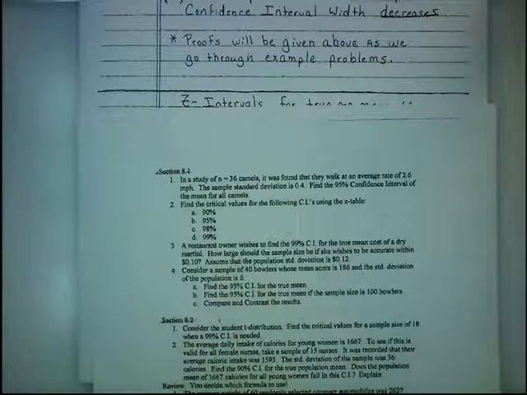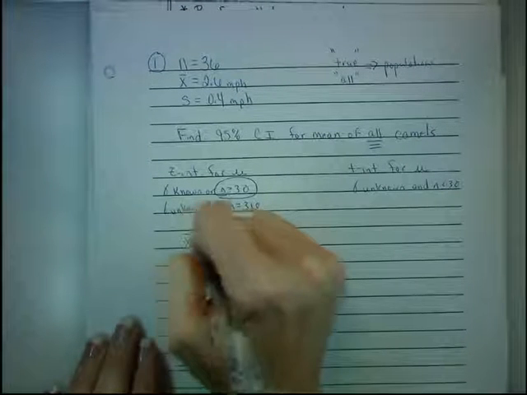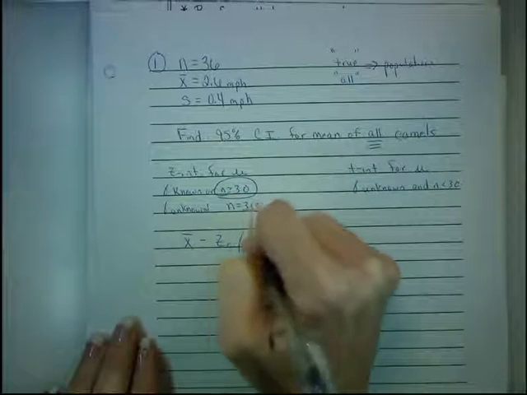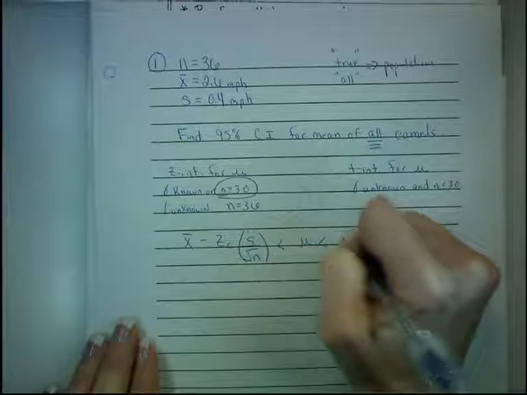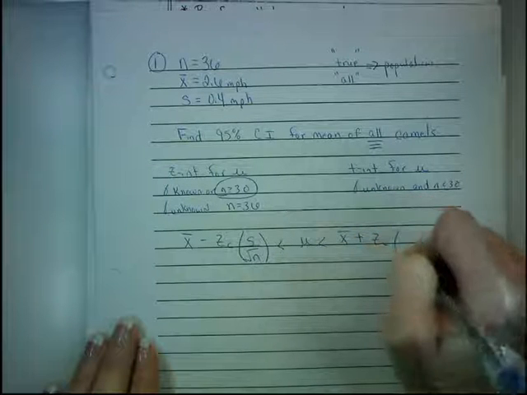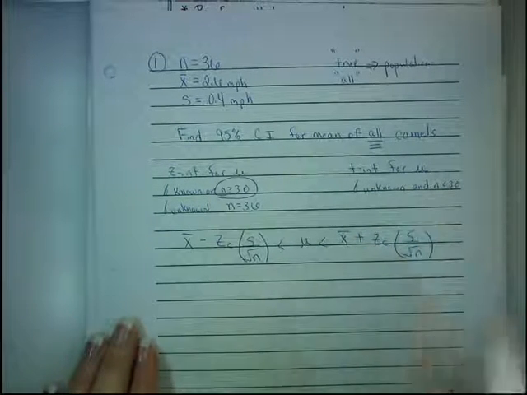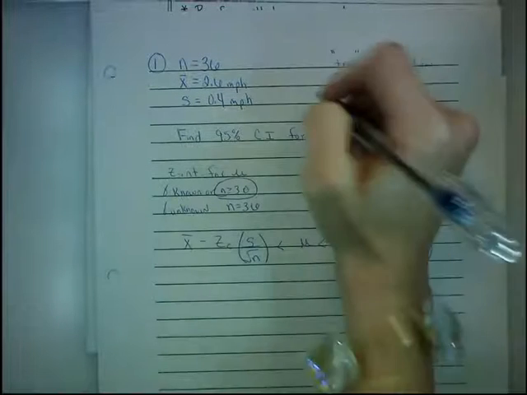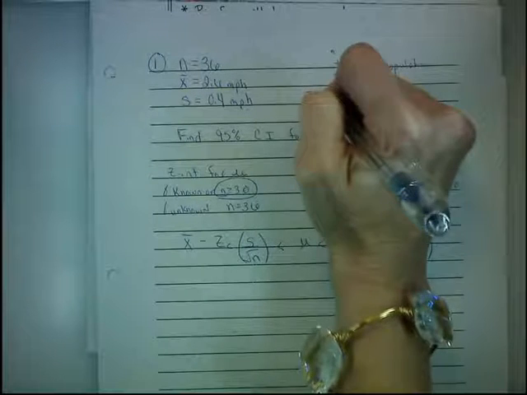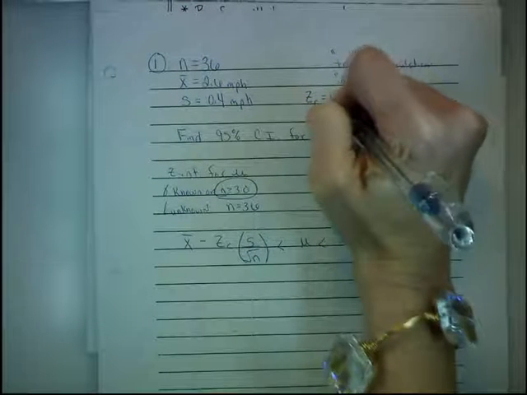is 0.4. Now that we know that it is a Z interval, the next thing we write down is the formula. X bar minus Z sub C, in this case, I'm going to use the S over the square root of n, X bar plus Z sub C, S over the square root of n. Now, for a 95% confidence interval for the mean, and we know it's a Z interval, I will tell you the Z sub C from the 2-page Z table is going to be a 1.96.